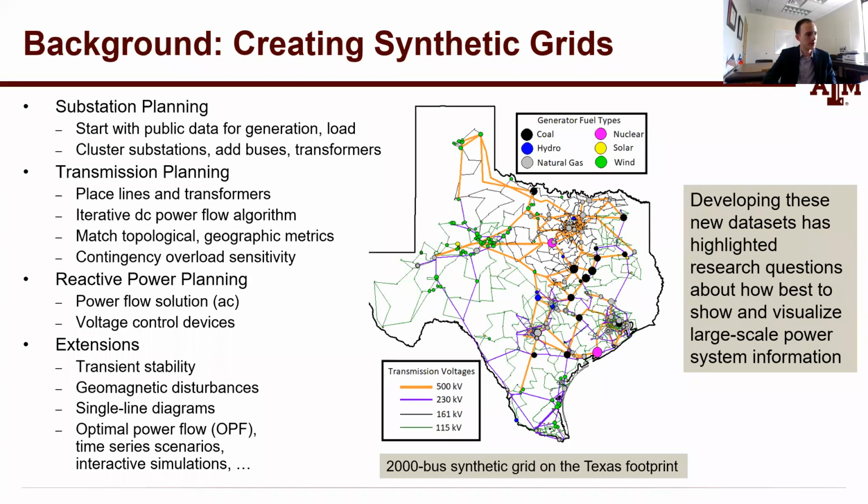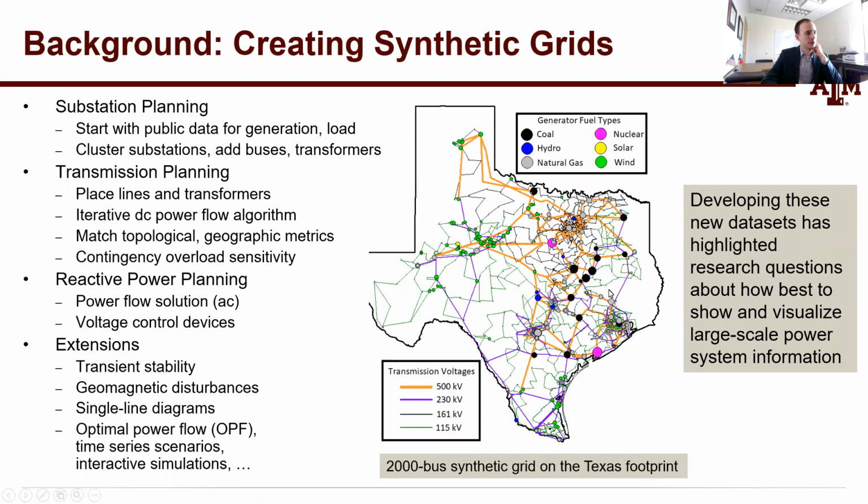This is an example of this 2,000 bus test case that you can see right here. This looks very much like a grid in Texas, and geographically it's located in Texas. You can see that there's generators where the real Texas generators are. You can see that there's load centers where the cities are and where you'd expect in Texas.